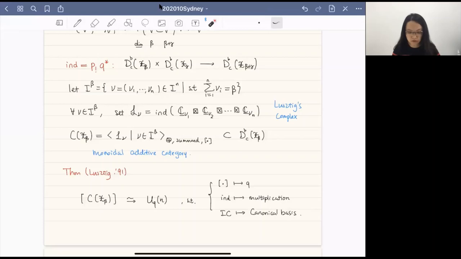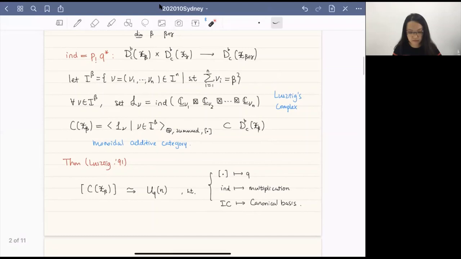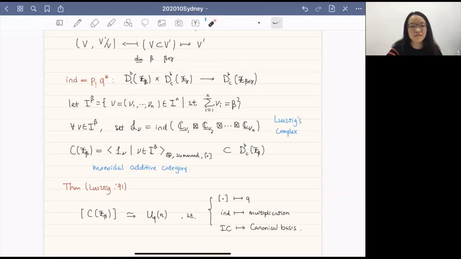And of course there are other descriptions of it later on. Okay. So this is like the first episode of the categorification of quantum groups.